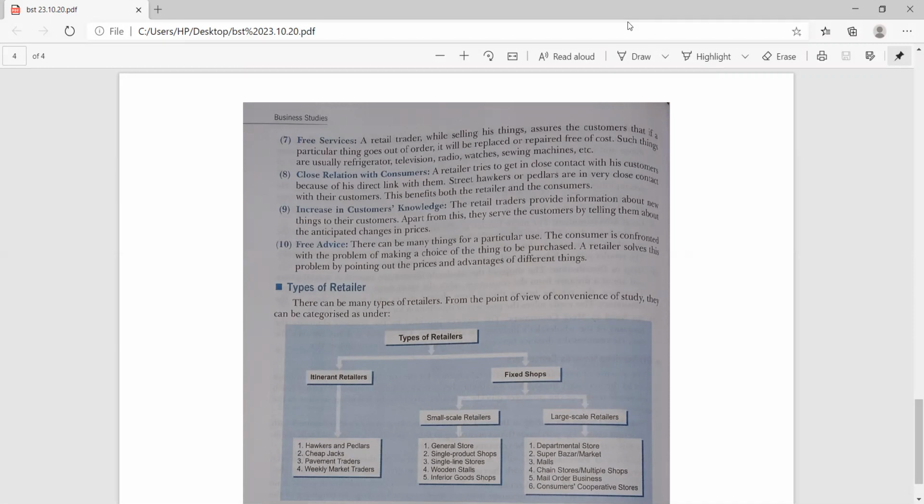Now let's have a group discussion and a query session if you have any in unit number 9. If anybody has any query, please ask.